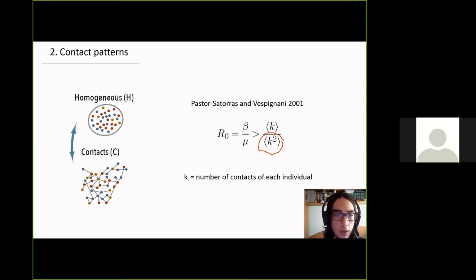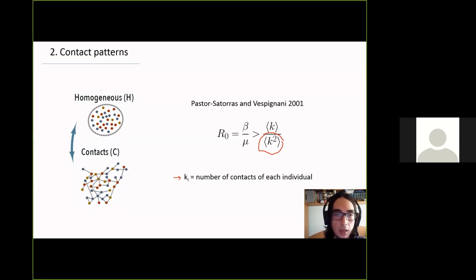But note that the amount of information that we need to build this model is much higher. So ideally, we would have the exact degree, so the exact number of contacts that each individual has, or at least we will need the distribution. But still, a distribution is much more than having just one number as we did before.